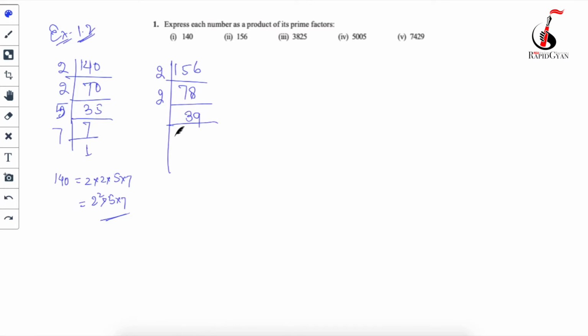So I hope you guys know the divisibility rules by 2, by 3, by 5. Okay, so by 2, it's simple: the unit digit of the number should be an even number. By 3 means the sum of all the digits should be divisible by 3. So in this case, it's 39. 9 plus 3 is 12, and 12 is divisible by 3. So this number will always be divisible by 3. So it will divide by 3 and you will get 13, and 13 is a prime number. So here it's 13 and 1. So how will you write? 156 is equal to 2 times 2 times 3 times 13, or you can write it like this, 2 square times 3 times 13.